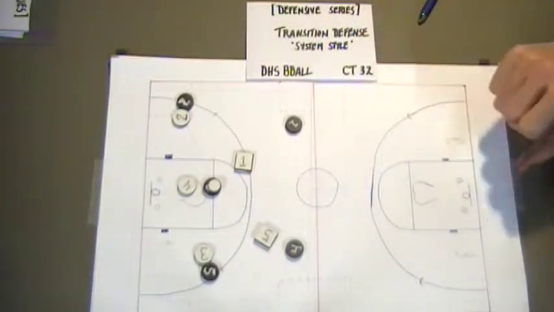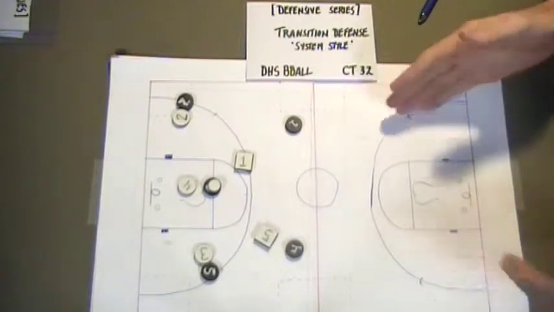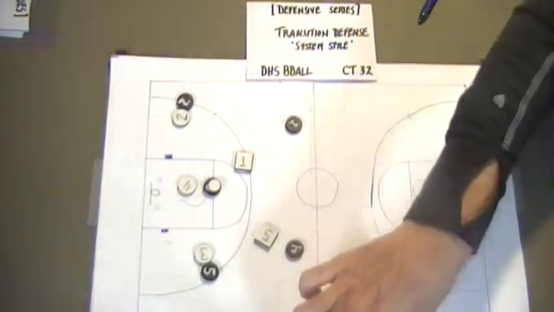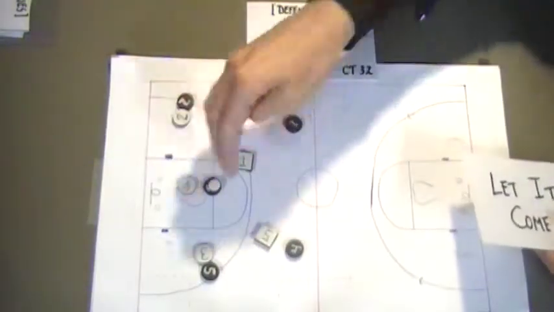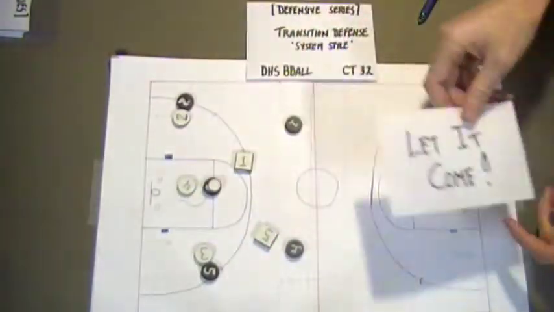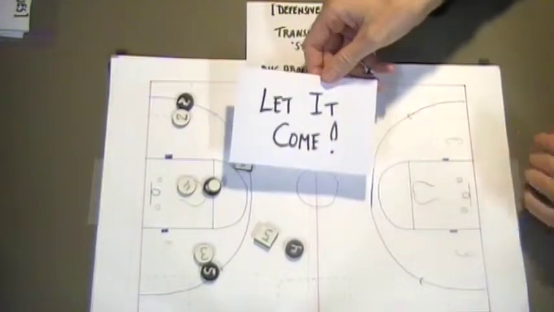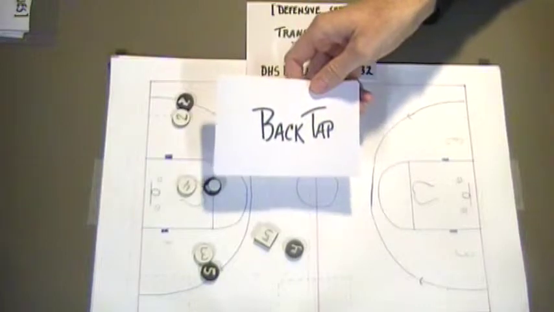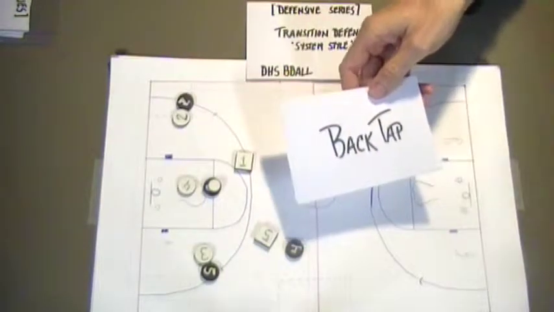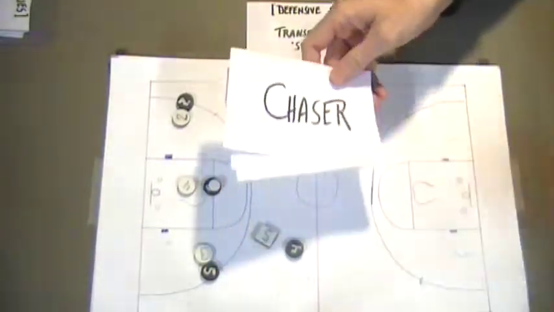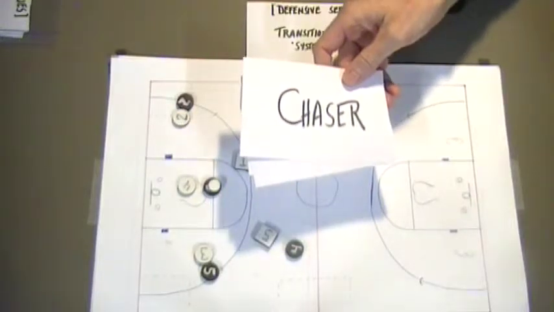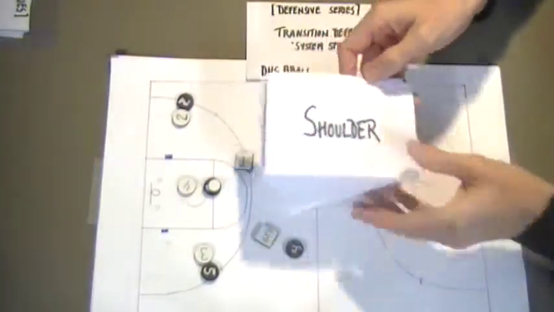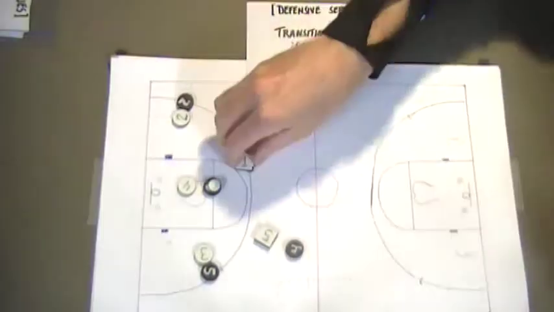All right. So I just talked about the role of 4 being the safety, the other guys communicating, letting the ball come, then back tap principles, chaser principles, lock-on principles, shoulder runs. Let me say one thing about the shoulder run.